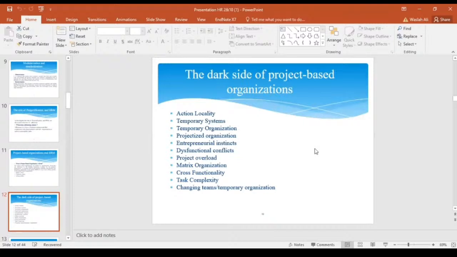It includes issues of phase-out of temporary work and temporary relationships. They identify the lack of formal procedure and clear role definition as the major cause of frustration in project-based organization.